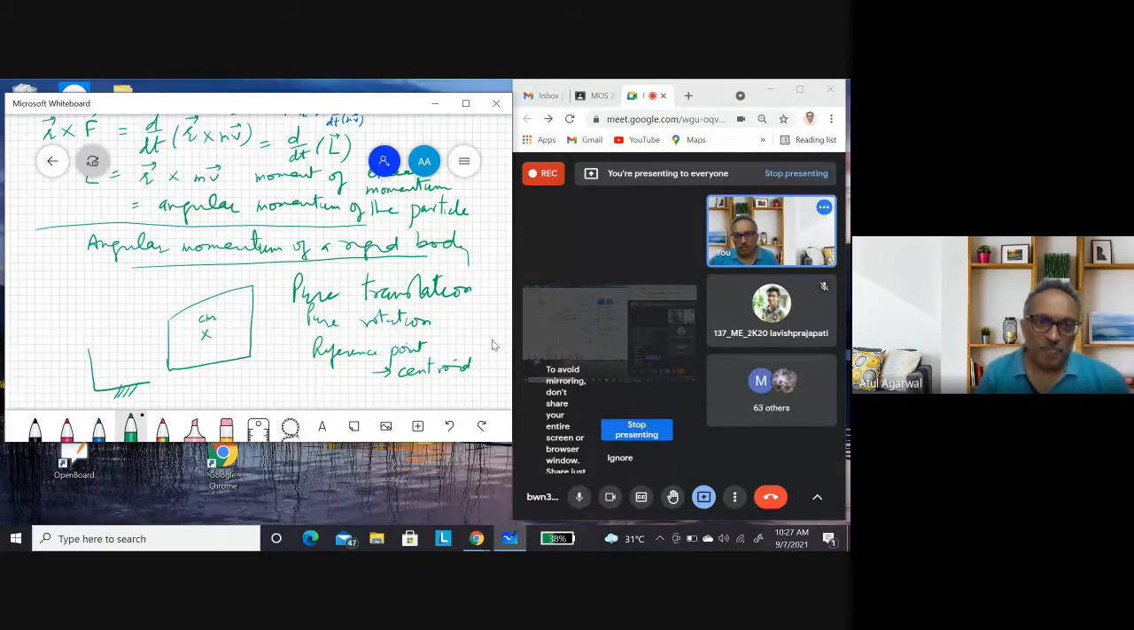Now, this is the center of mass. If you take any other particle, we can find the relative motion between the center of mass and this particle. Suppose this particle is i. So, what is the velocity of this particle i with respect to the velocity of the center of mass?